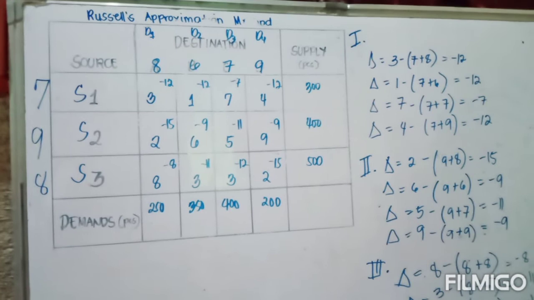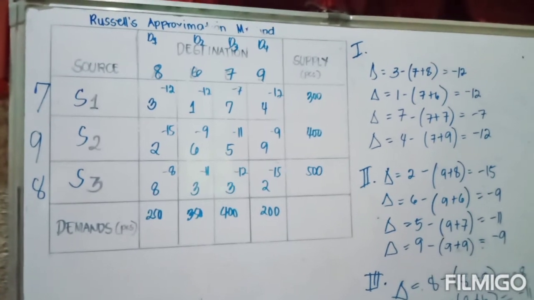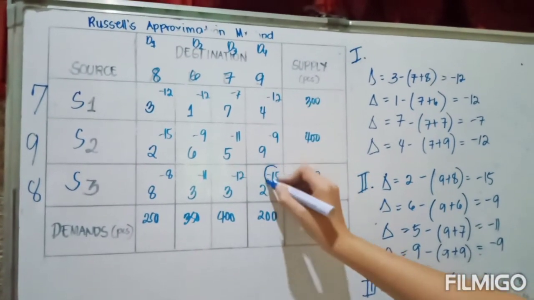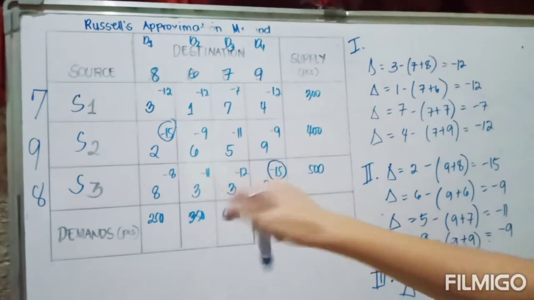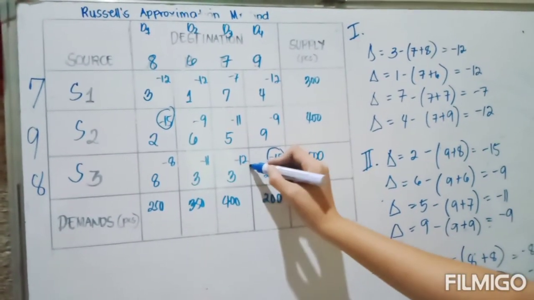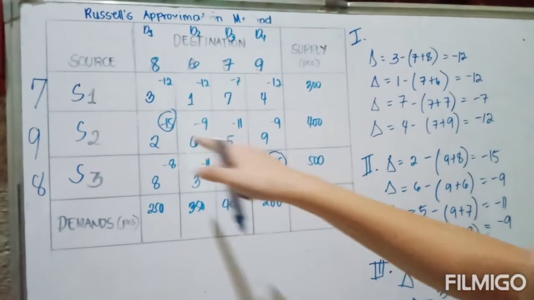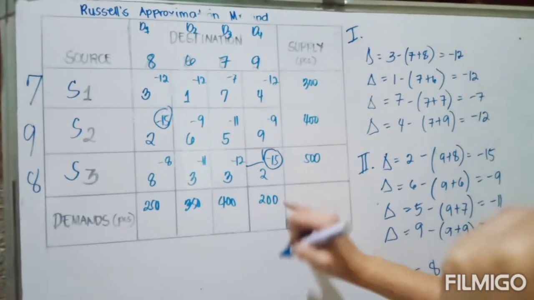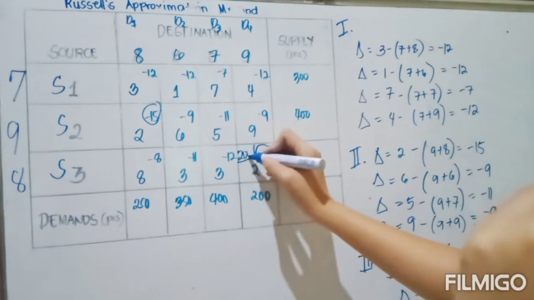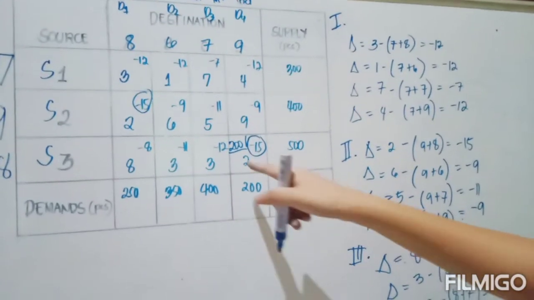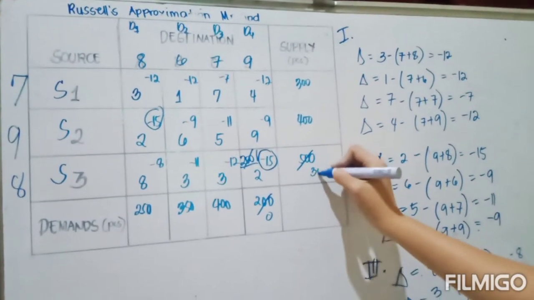Step 4 would be to select the cell that has the greatest negative value from the calculation of step 3 and then allocate goods or products on the cell. So since we have negative 15 right here and here as the greatest negative value, we would allocate to these transportation cells. So we would choose here. It depends on you where you would answer first. So here, since the demand is 200 and supply is 500, we're gonna choose 200 because it's the lowest. So 200 minus 200 would be 0, and 500 minus 200 will become 300.